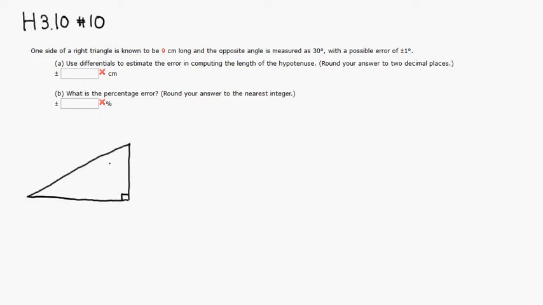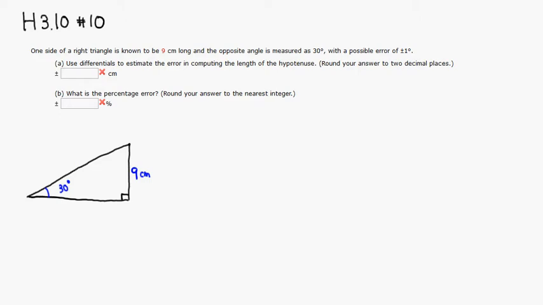It's 9 centimeters long, so this side is 9 centimeters long, and the opposite angle is measured as 30, so here this is 30 degrees, with possible error of plus or minus 1 degree. Use the differential to estimate the error in computing the length of the hypotenuse.